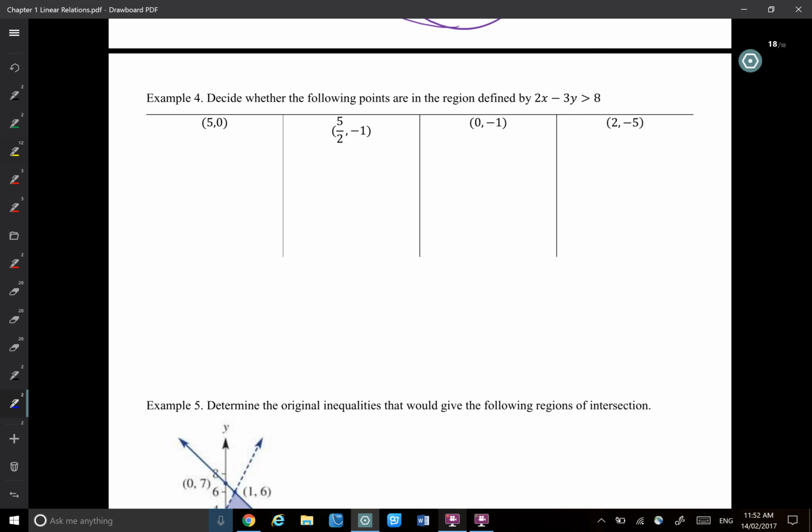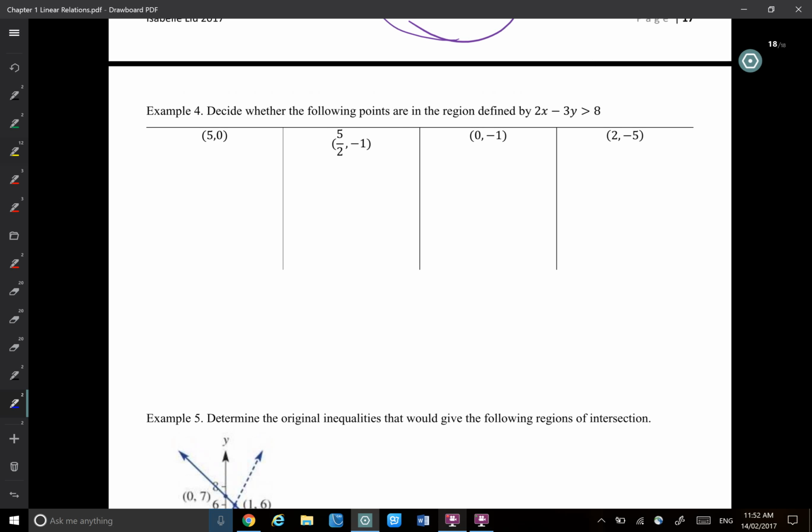Okay, example 4 is easy, but still the format of writing answers matters. Decide whether the following points are in the region defined by 2x minus 3y greater than 8. You substitute x, substitute y, and you want to see a value smaller or greater than 8. So what you can do is sub x equals 5, y equals 0 into the left hand side.